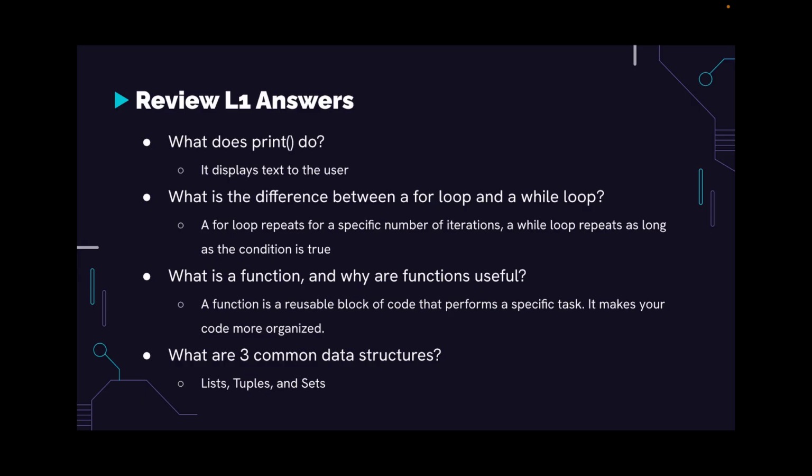What are 3 common data structures? 3 common data structures are lists, tuples, and sets. Dictionaries are also a type of data structure that's very common. But lists, tuples, and sets are slightly more common and widely used.